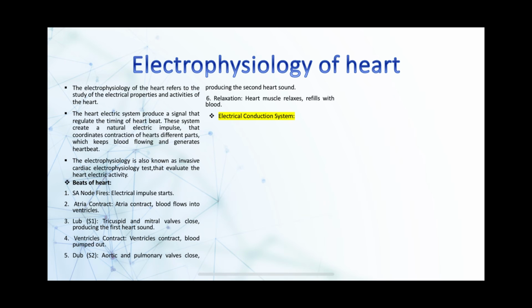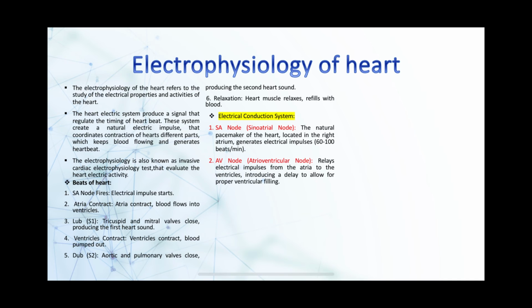Electrical conduction system. How signals are transferred. SA node. Sinoatrial node. The natural pacemaker of the heart, located in the right atrium, generates electrical impulses 60 to 100 beats per minute. AV node. Atrioventricular node. Relays electrical impulses from the atria to the ventricles, introducing a delay to allow for proper ventricular filling.